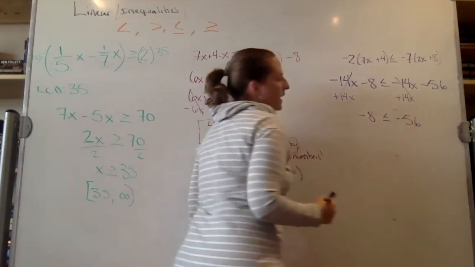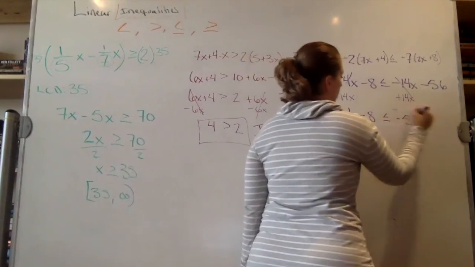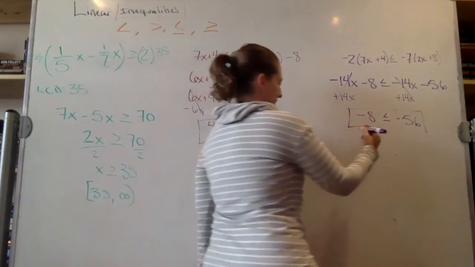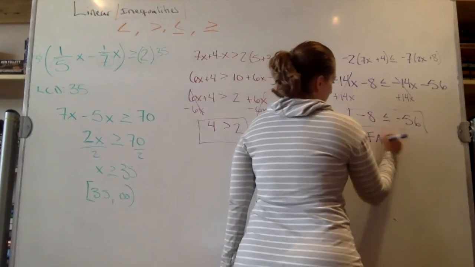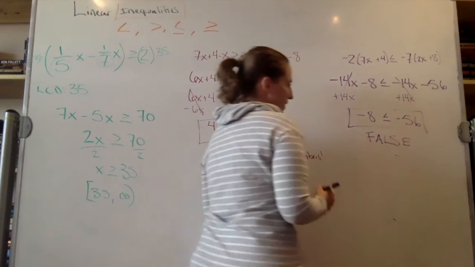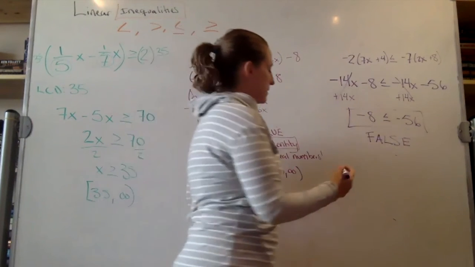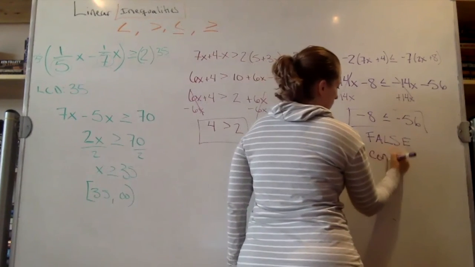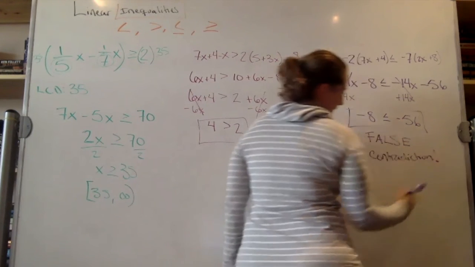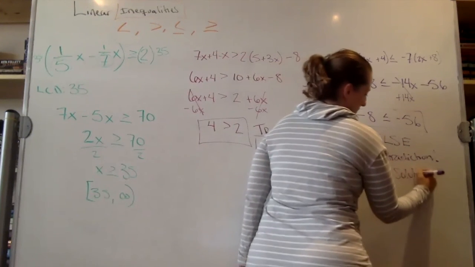So we're again in the case where our variables fell out, no more variables, and let's look at what we're left with. Negative 8 is less than or equal to negative 56. Well, that's a false statement, right? Negative 8 is not less than negative 56. It's certainly not equal to negative 56. So this is false. What happens when our variables fall out and we get a false statement? Well, this is a contradiction.